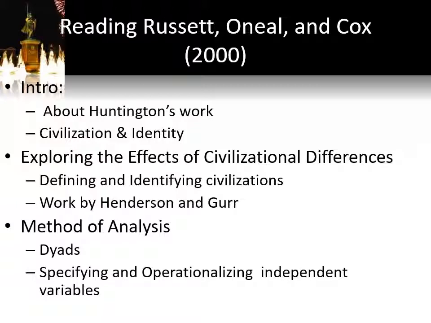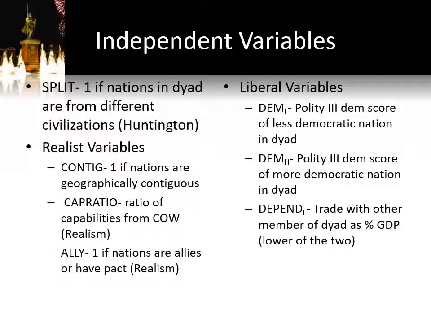Also, they talk about how they specify and operationalize the independent variables. We'll talk about that a little bit more here. The independent variables: split. This is the big one, and it's coded 1 if the nations in the dyad are from different civilizations. This is Huntington's variable. Difference is supposed to cause war. So if the two states in a dyad are from different civilizations, we code it 1. If they're from the same civilization, we code it 0.